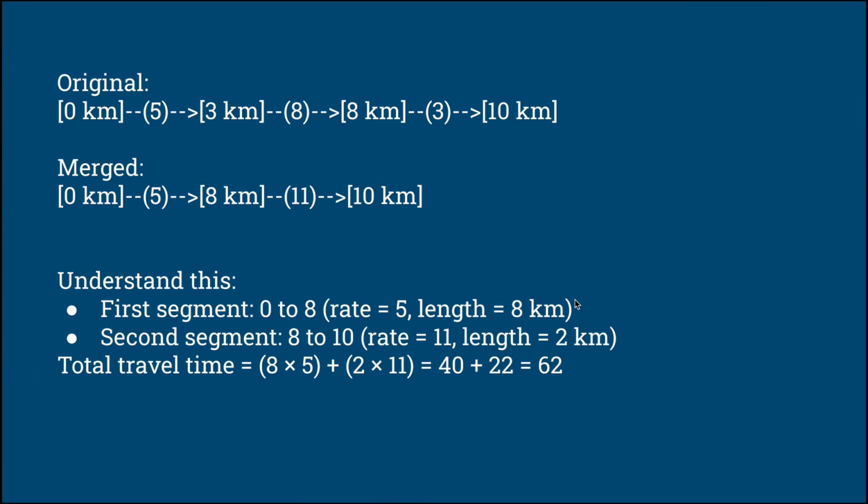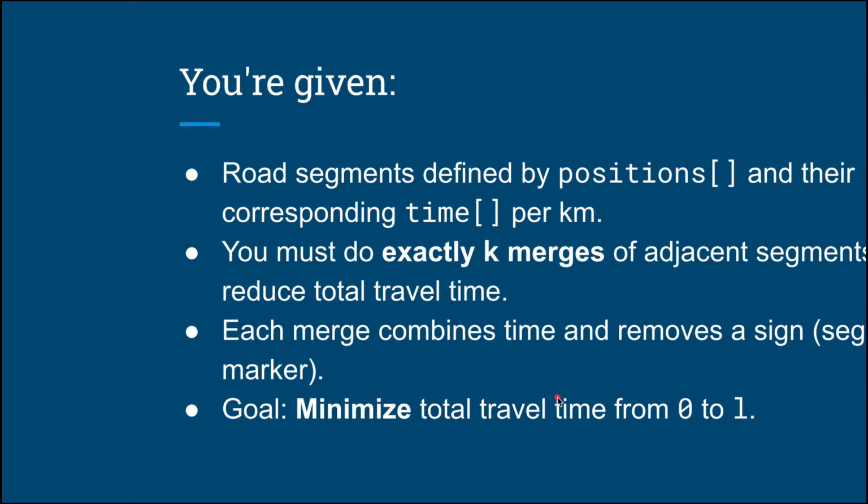Now think, the original was given as 0 kilometers. After going 5 kilometers, it will take 5 minutes, and then you will reach 3 kilometers, then 8, like this we have given. After the merge, 0 5 8 11 10 will be there, right? Means the first segment is 0 to 8, and the other segment is 8 to 10. If you calculate all the time, you will get 62. That will be the minimum travel time, and you have to return that.